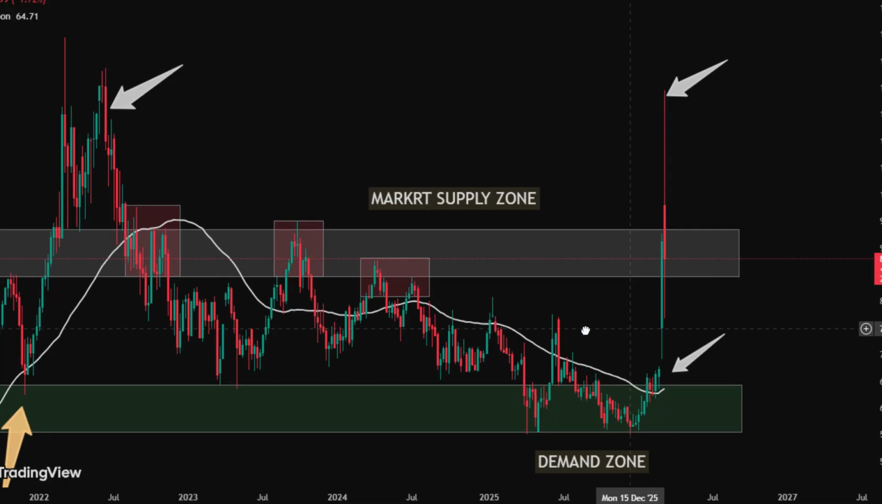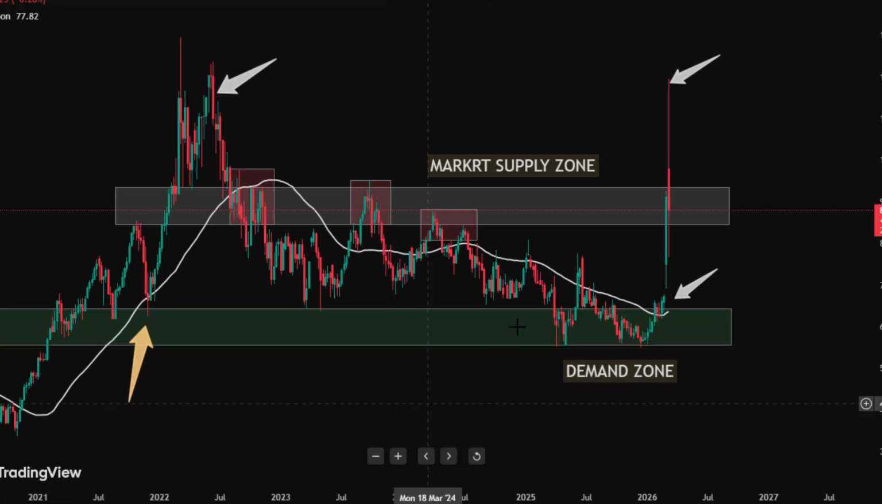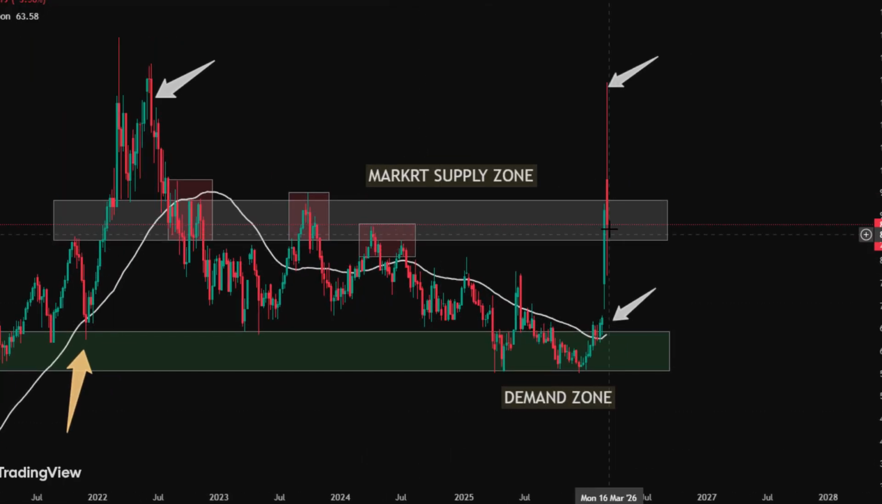Because if you look critically, you don't even need to look critically, guys. You will notice that there's a very big gap from this price point to where the 50 moving average is. So this gap could be filled. That means the market could go back to retest the 50.